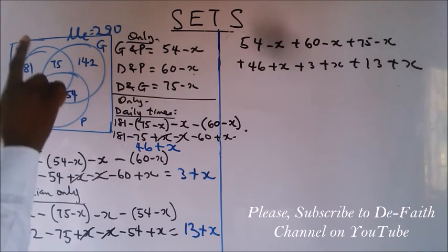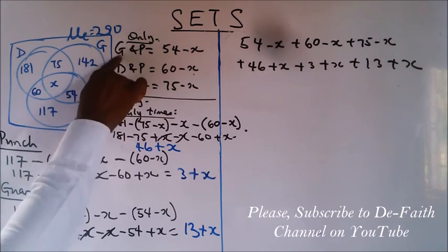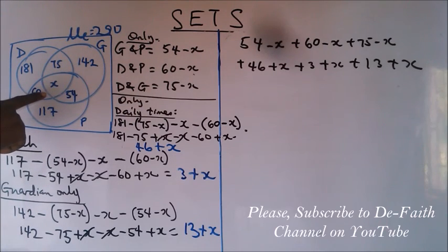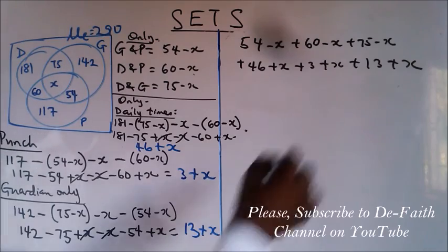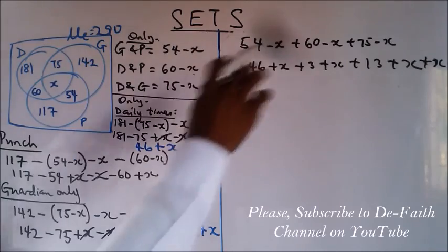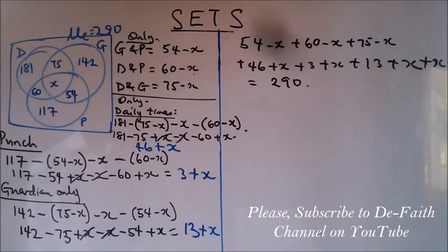So we've captured Guardian and Punch, we've captured Daily Times and Punch, we've captured Daily Times and Guardian, we've captured Daily Times only, Guardian only, Punch only, and then we need to capture the 3 combination. And so we'll have a third plus x. Now when we add all this together, it's expected that we'll have 290. And so what we'll do now is to bring like terms together.